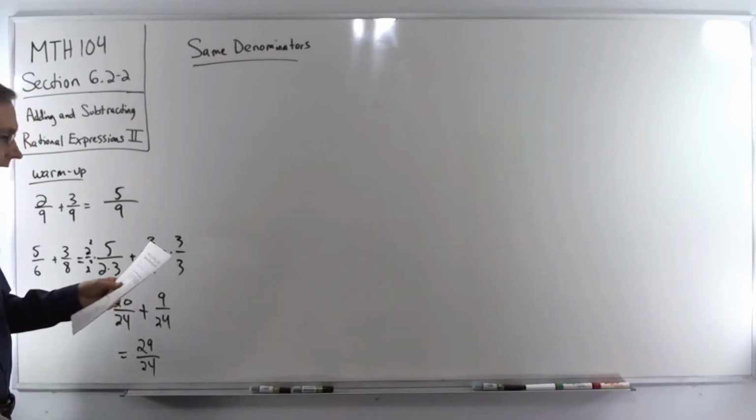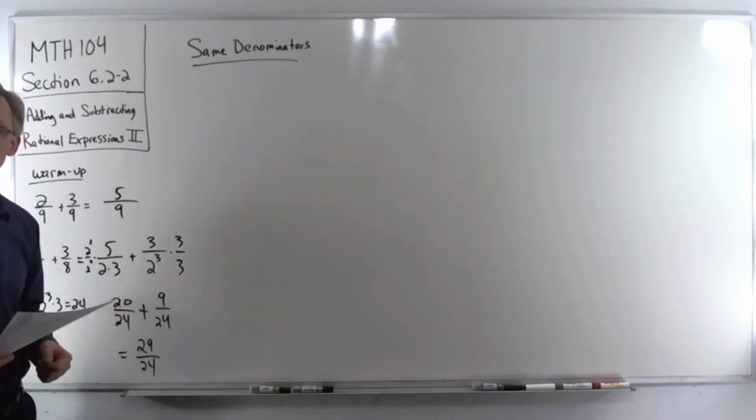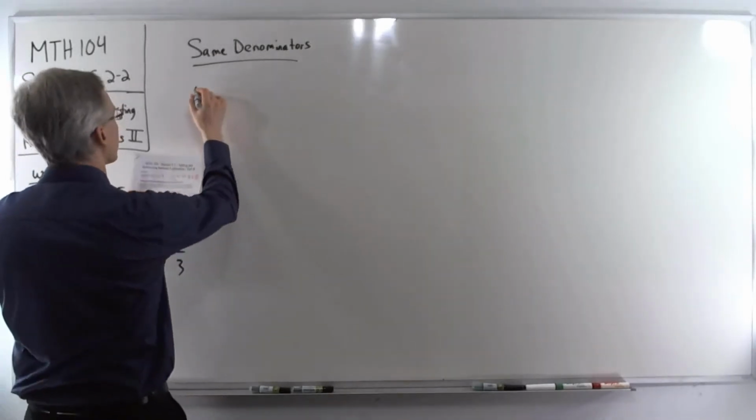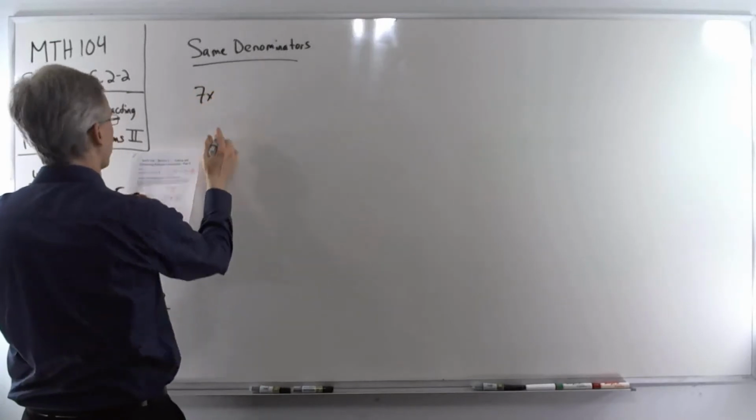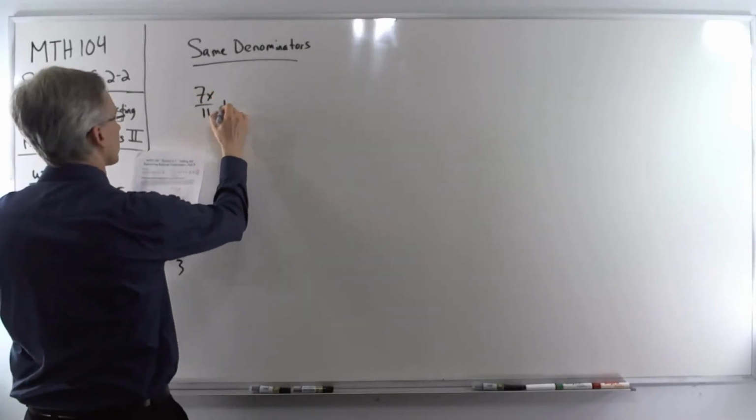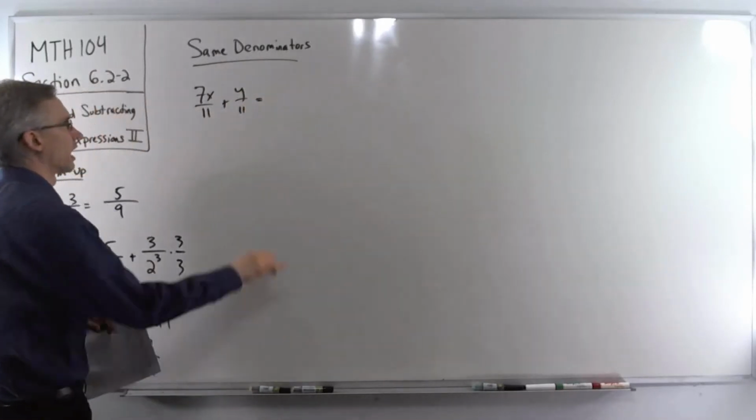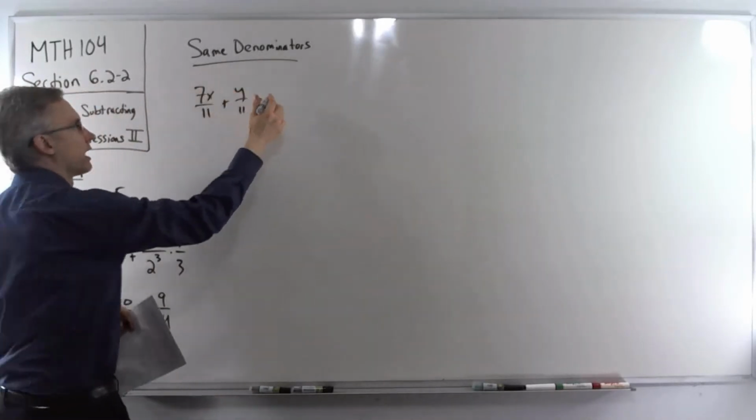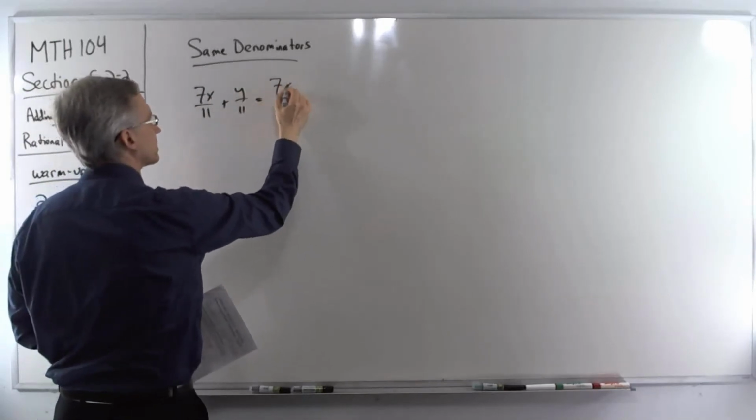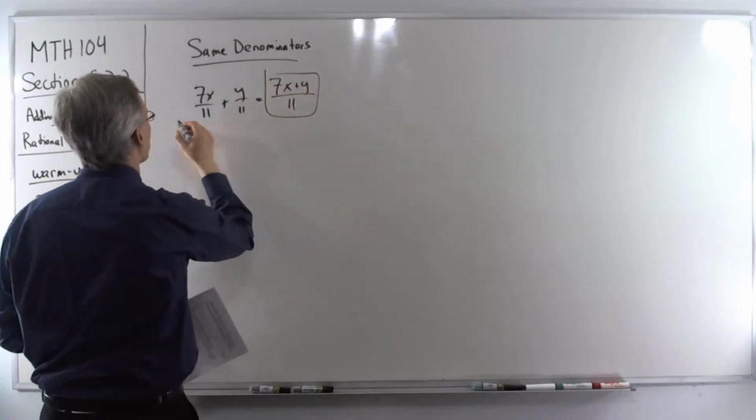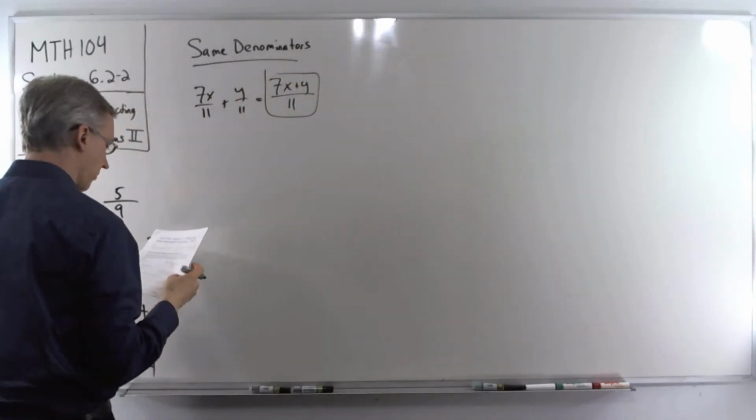We're going to start by adding and subtracting rational expressions with the same denominator already. So first example, we've got 7x over 11 plus y over 11. Adding those together, we'll add the top. We can't actually combine them because they are not like terms, so we'll just write that as 7x plus y over the common denominator of 11. Your turn, number 1.